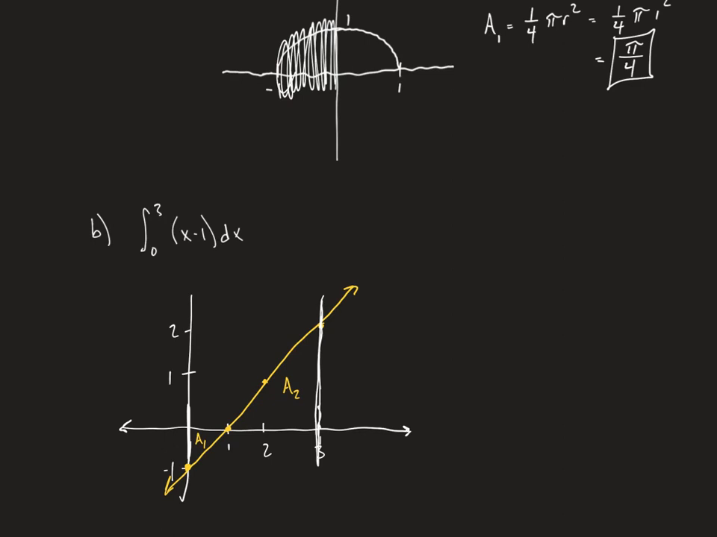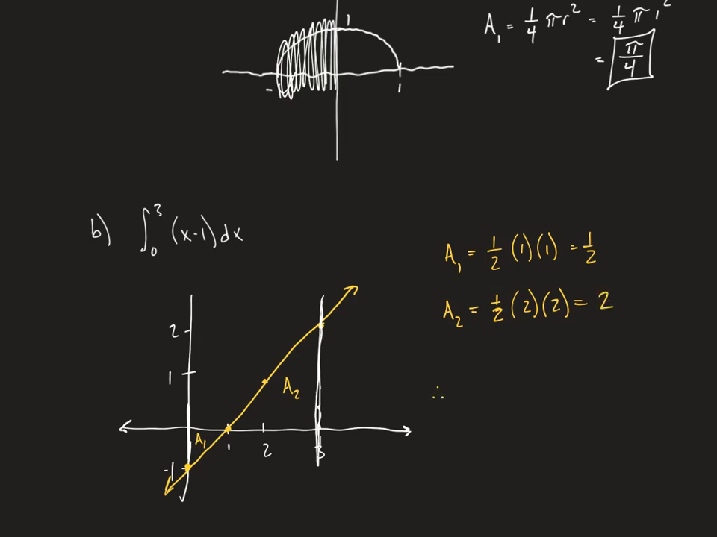If I take the area of the first triangle, that's going to be 1/2 of the base times the height of that triangle. The base of that triangle is 1, the height of that triangle is 1, so that's 1/2. And if I take the area of that second triangle, that's 1/2 of the base, which is 2, times the height, which is 2. And that's half of 4, which is 2.